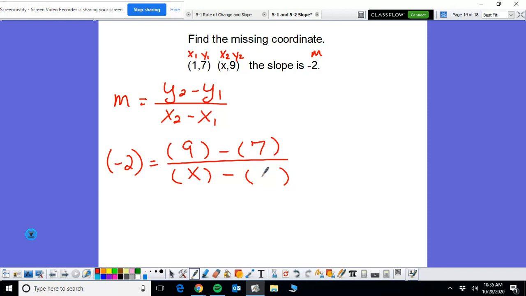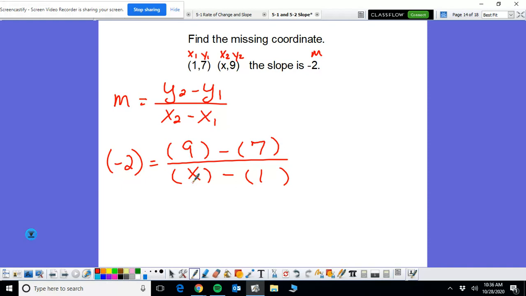Okay, step 1, write formula. Step 2, plug in what we know. And step 3 is to solve. So now we've got to look at this thing a little better and actually get x by itself. A little tricky when you're looking at this, but it's not so bad.